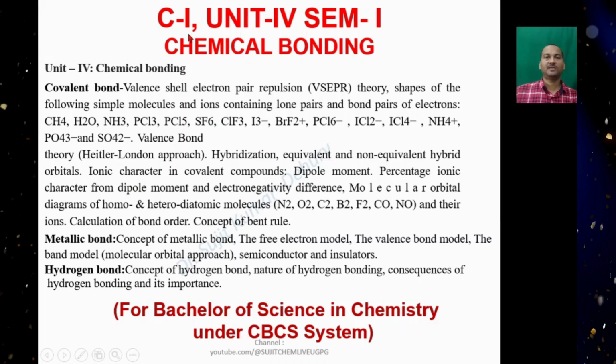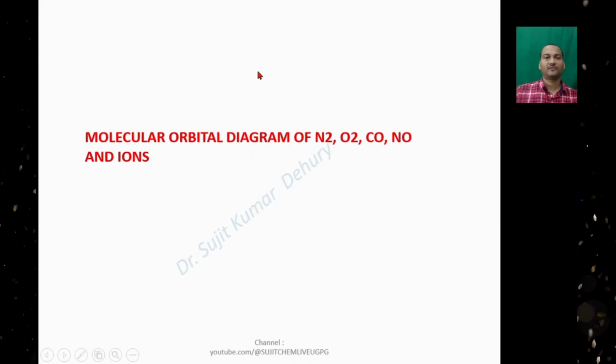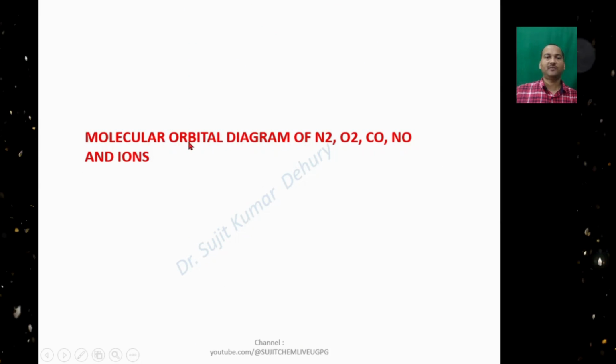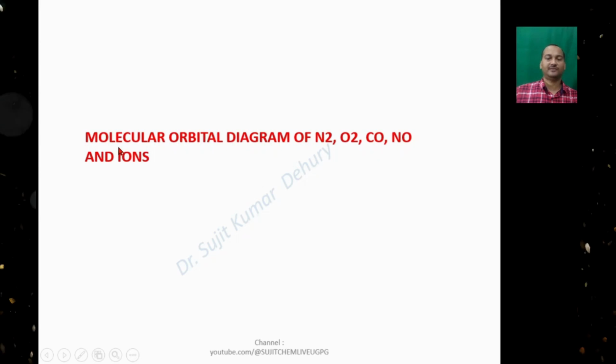So this is the syllabus for Core 1 paper Unit 4 Chemical Bonding. So let's discuss the molecular orbital diagram of N2, O2, CO and NO and their ions.